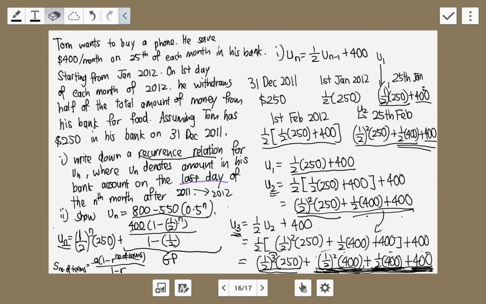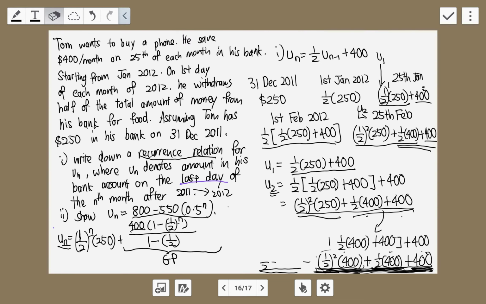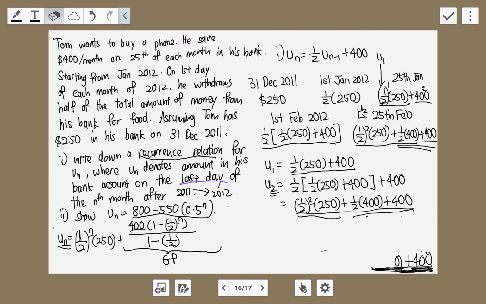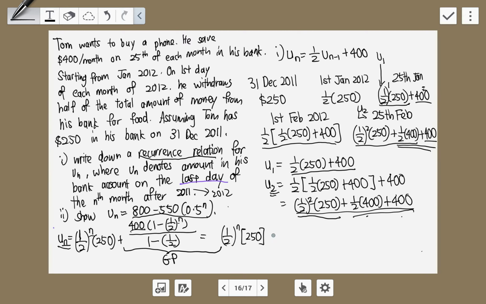So let's see. Let's just remove this part to give myself some space. Okay. So we have U_n equals half to the power of n multiplied by 250 plus, okay, 1 minus half is half, 400 divided by half is just 400 times 2, so 800. And we have 1 minus half to the power of n.